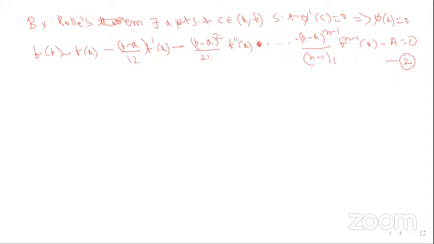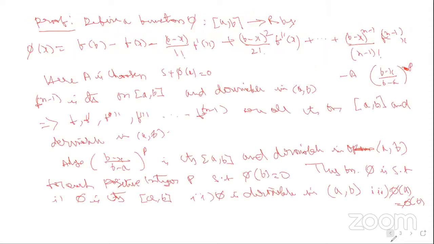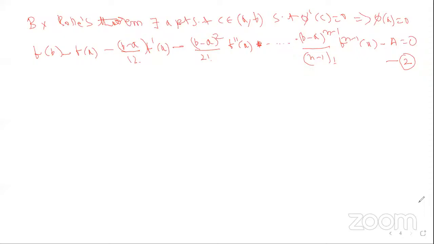What is the equation number 1? Going back, this is the equation number 1, and this is the equation number 2. Right. So now phi dash of x.